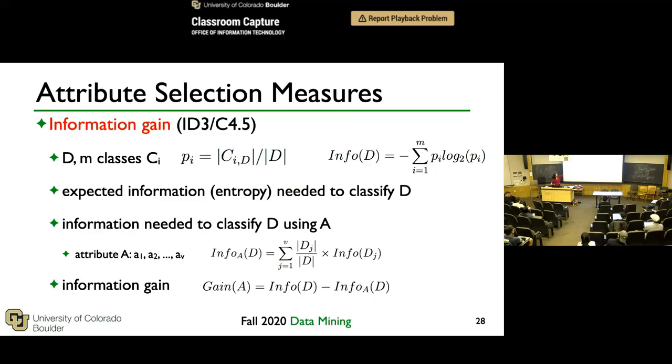So I can already calculate P sub I, which is the occurrences, like how often do I see a particular class label in my data set, right? Say I have 1,000 customers in my data set, and 400 of them purchase a computer. That is my probability for a particular class label, okay?